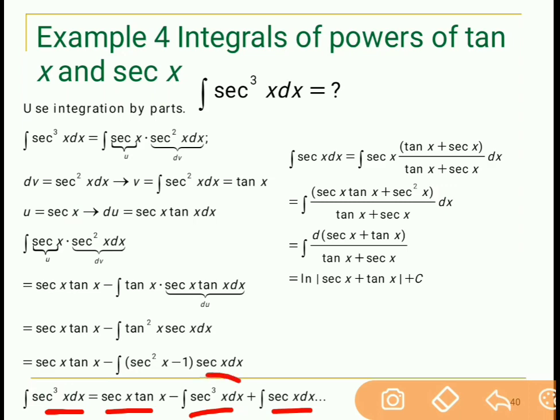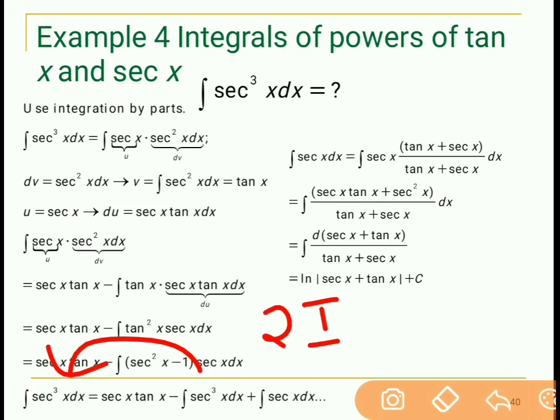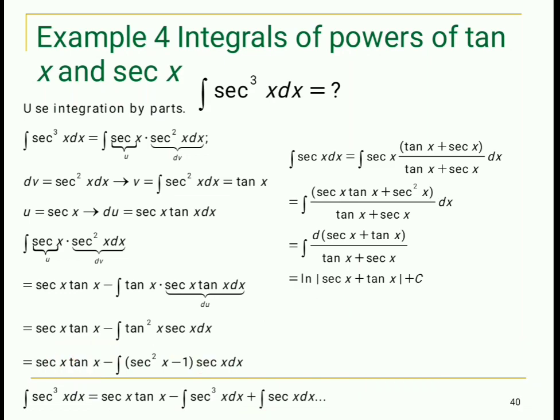Now, this is similar to what we want to find out. So it will go on the left hand side. This entire term will go on the left hand side. So you will get 2 times the integral equal to sec x tan x plus the integration of sec x dx. Now how to solve the integration of sec x dx?